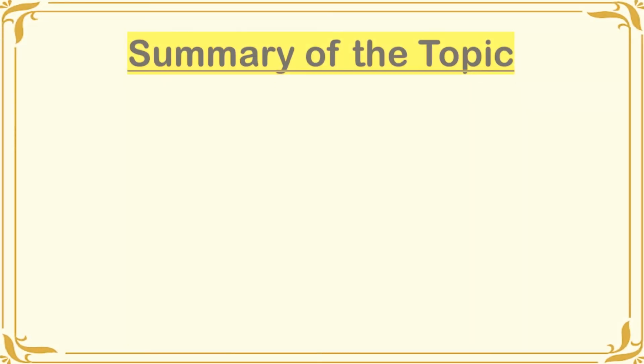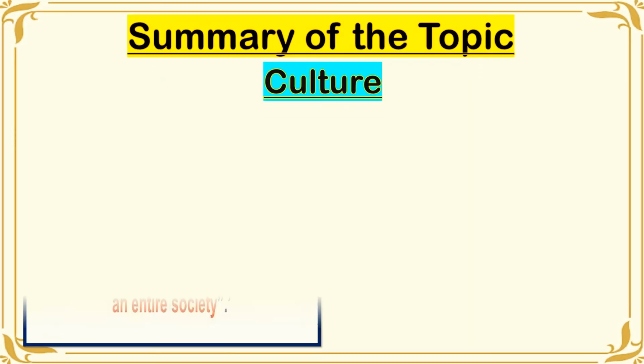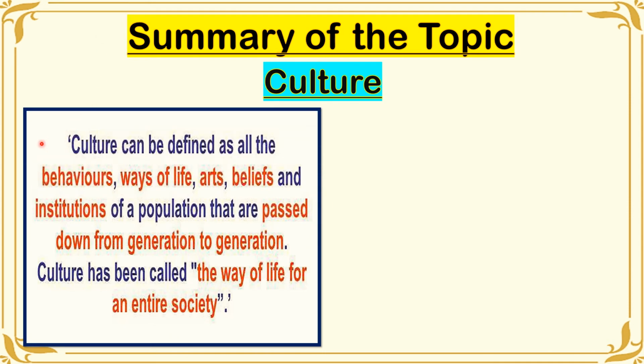As for the summary of the topic that we have discussed today, which is about culture, please bear in mind that culture can be defined as all the behaviors of people, their way of life, the arts they do, the beliefs they have, and institutions of a population that are passed down from generation to generation. Because I told you a while ago during our virtual class that culture is a constant change. It's changing as time goes by.